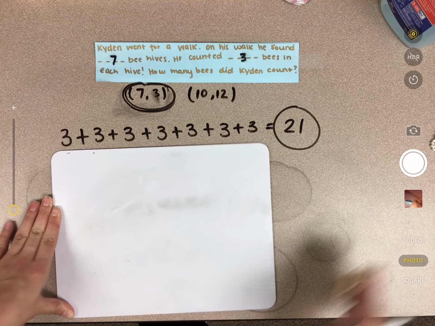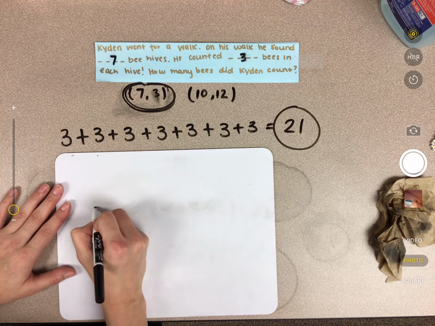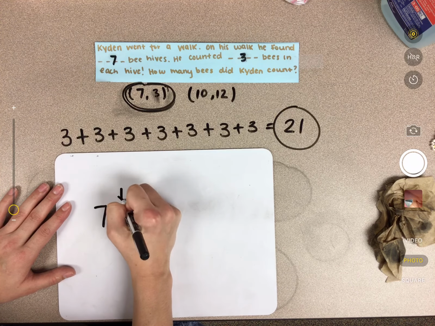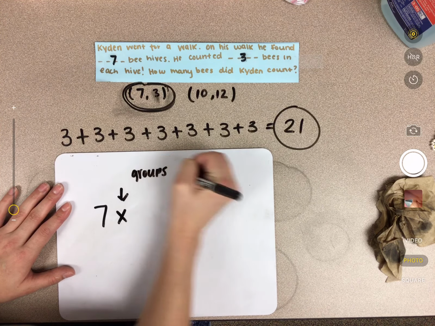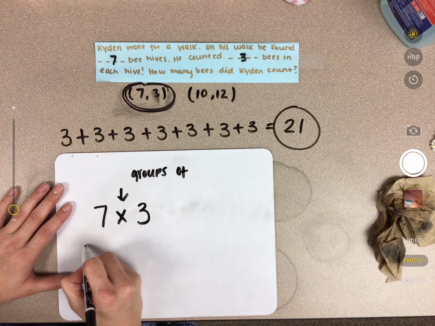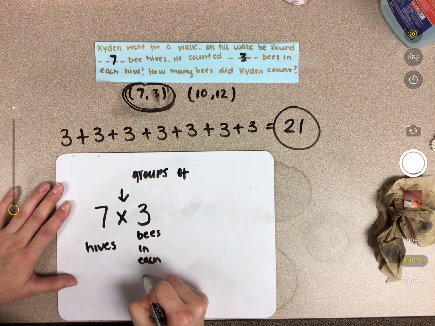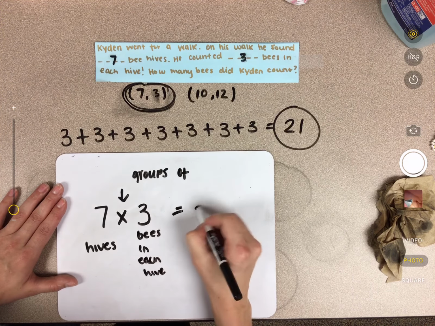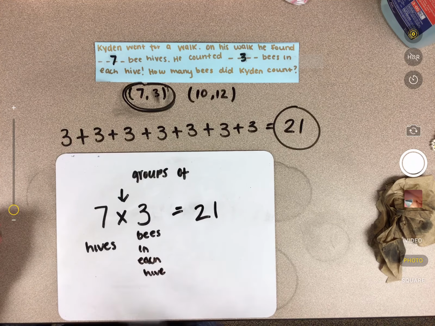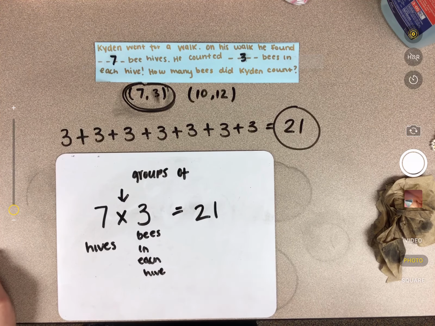And then you just have to understand that this is 3, 7 times. So it's 7 groups of 3, because there's 7 threes. There's 7 hives, there's 3 bees in each hive. And that equals 21. So the goal is to get to this number sentence, and you need to understand that when I have a number choice and I go on a walk and I find 7 beehives and in each beehive I count 3 bees, that I have 21 bees altogether that I counted.